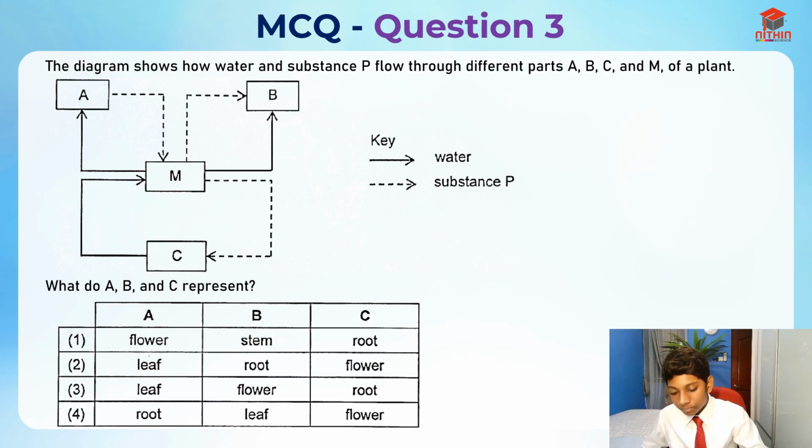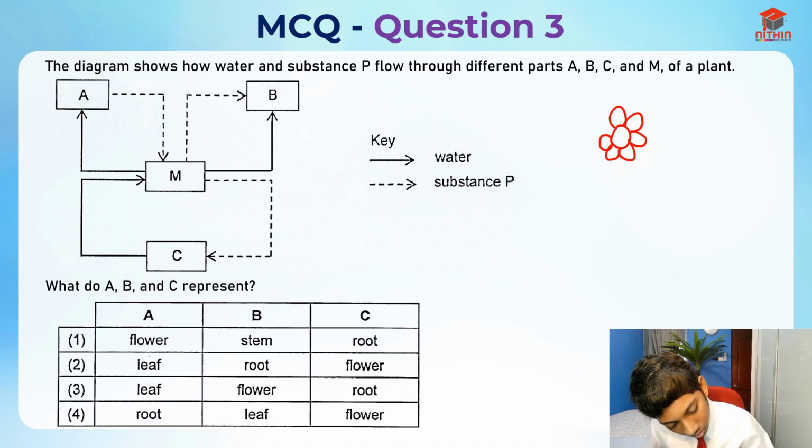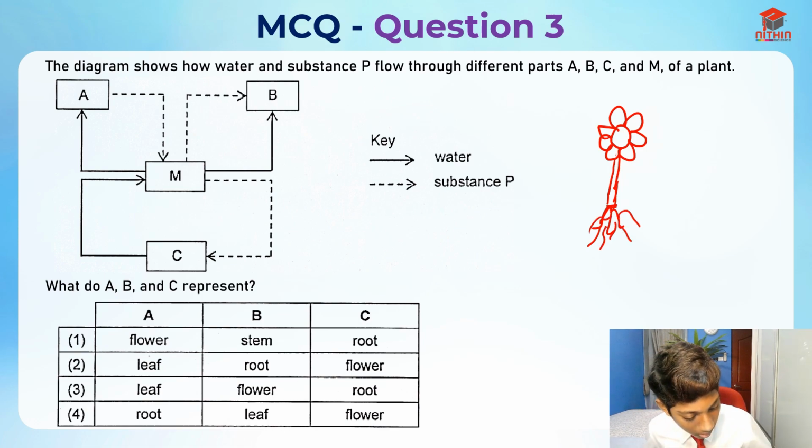Okay, so imagine that this, sorry, my flower's a bit ugly, but I hope you can understand what I'm trying to draw here. So this is a flower, okay, and this here is a stem, okay, and here are some roots, okay, and let me just draw a leaf here and another leaf.